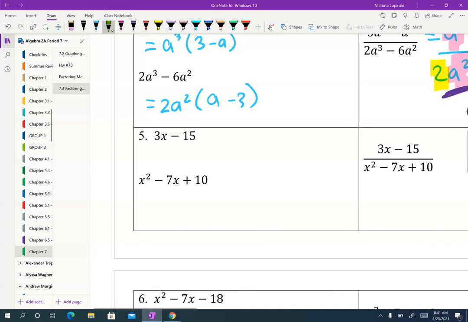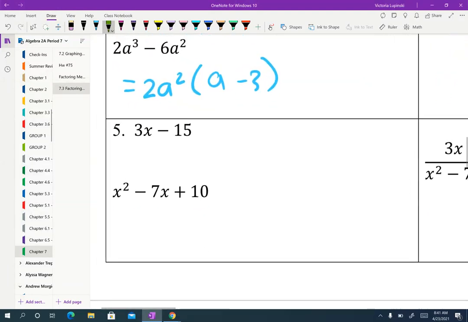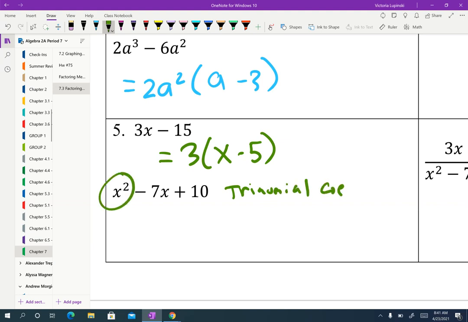Let's try a couple more. So here in number 5, starting with 3x minus 15, you're going to factor out the greatest common factor, which would be 3. And then we see a trinomial. Notice that out front is just a 1. So this is a trinomial with a coefficient of 1, compared to the top one, which is a GCF. And again, I note that just in case you want to use your factoring chart.